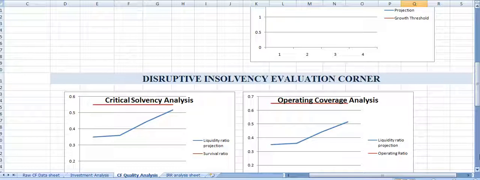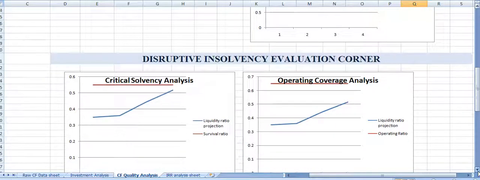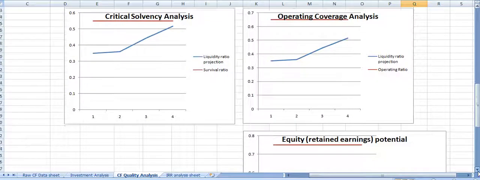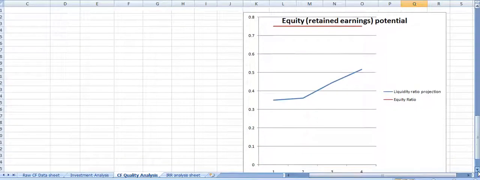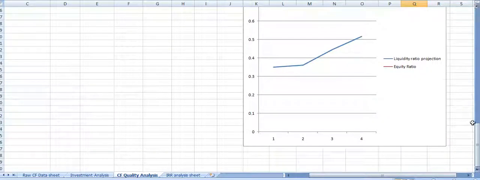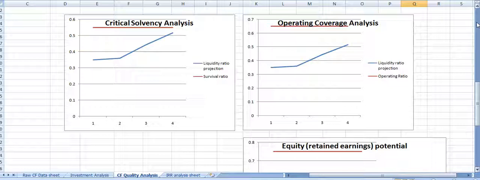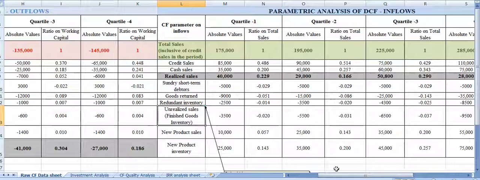I hope we have had a reasonably in-depth analysis of the DCF, and the students have had enough insights into what exactly goes into evaluating the discounted cash flow of a project.